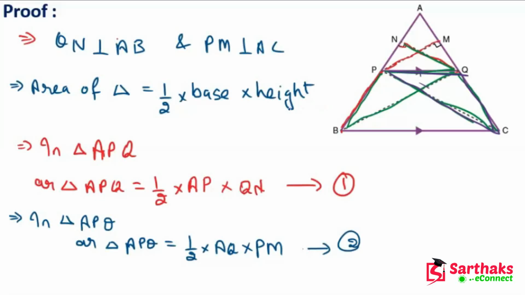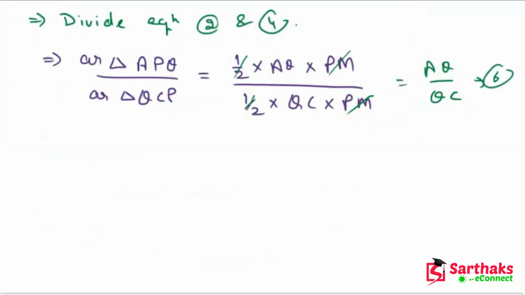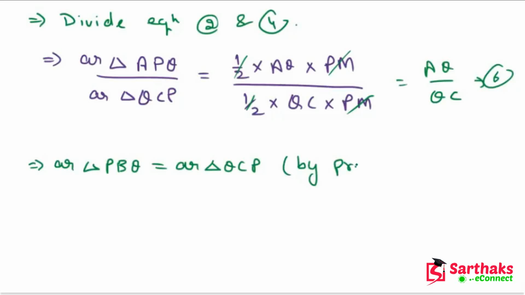Okay, so we can say that the area of triangle PBQ is equal to the area of triangle QCP, by property of triangle. Okay, my dear friends, I hope you get this point.